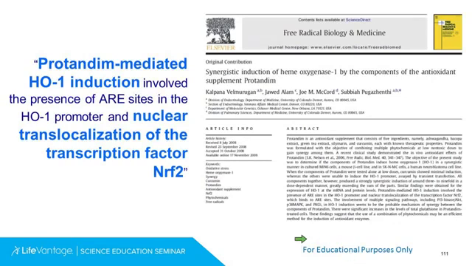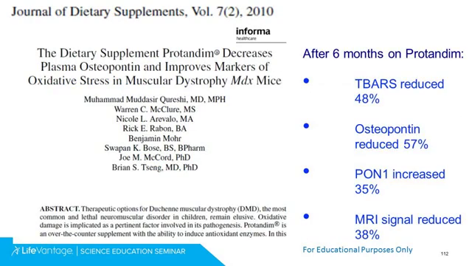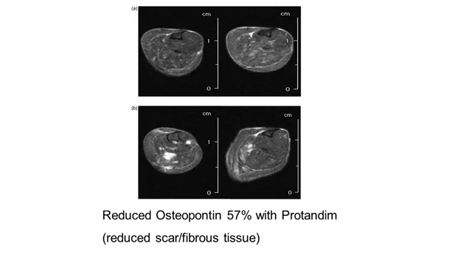We had talked about how the NRF2 activation could increase the levels of SOD and catalase and so forth. And this is a study that was done in muscular dystrophy showing a reduction in osteopontin, reduction in T-bars. Osteopontin is a fibrotic protein that tends to build up as scar tissue in the muscles. And this is just a picture from that.